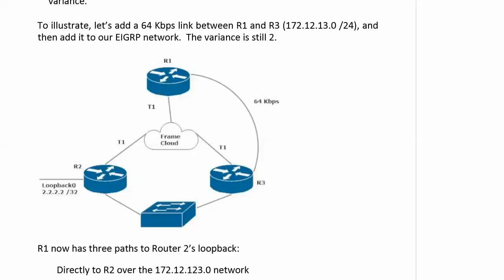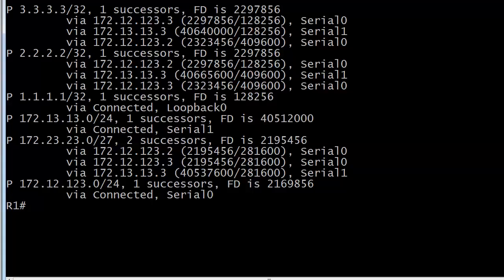Now, the assumption of a Cisco serial interface is that it's running at T1 speed. The bandwidth is going to be set at 1544. So let's see what that does with our metrics when we bring in a 64K link. First off, let's look at the topology table. We see that we've got 3 entries now for router 3's loopback and 3 entries for router 2's loopback. So here's the new route, and the new route would be through 13.13.3, and it does pass the feasibility condition because its reported distance of 409,600 is less than the feasible distance of the successor, which is 229,78,56.